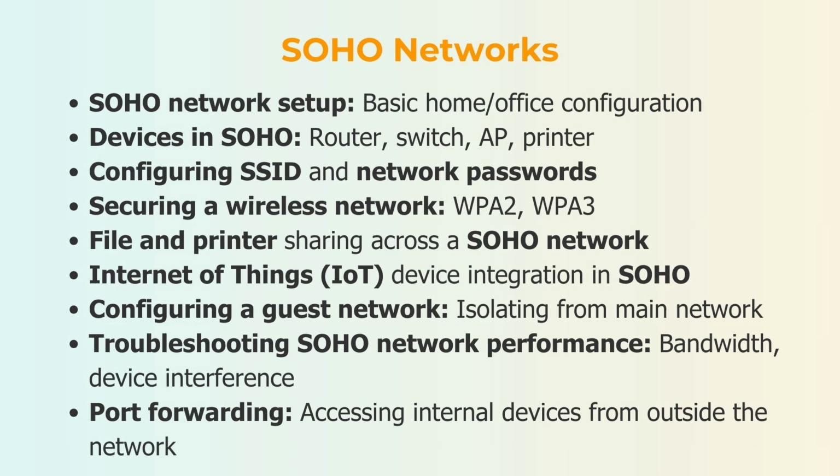As more IoT, Internet of Things, devices become common, such as smart thermostats or security cameras, understanding how to integrate these into your network will be important. You may also need to set up a guest network for visitors, which keeps them separate from the main network for security reasons. Troubleshooting SOHO networks often involves solving performance issues like slow speeds, interference, or bandwidth overload. Setting up port forwarding allows users to access internal devices from outside the network, such as accessing a security camera or media server remotely.